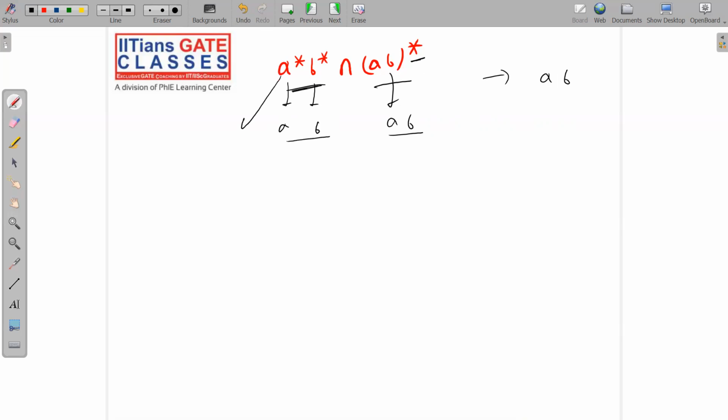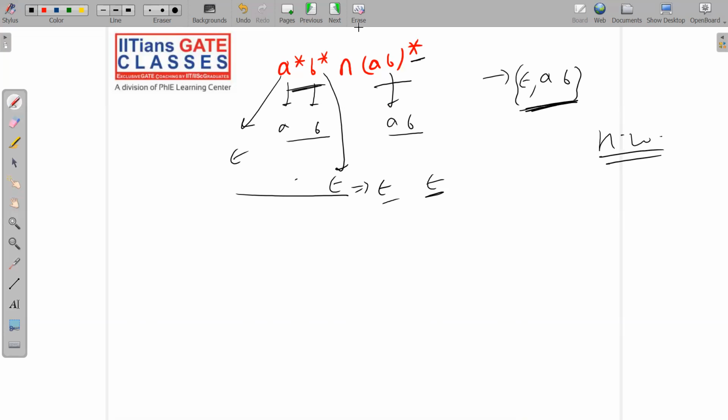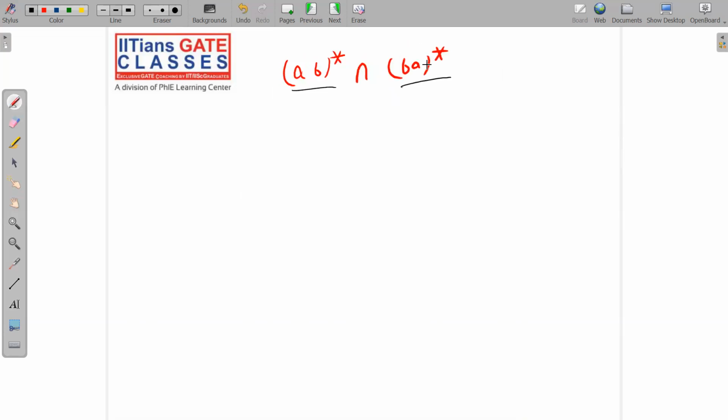And if you pick null from A star and pick null from B star, you will get null dot null, which is nothing but null. And here if you take star as zero, taking zero number of times AB, you will get null. So null is also common. So null comma AB are the only two possible strings common in these two expressions. Nothing else will be common. Please try to check on your own. This is homework for you. Just try to prove it.